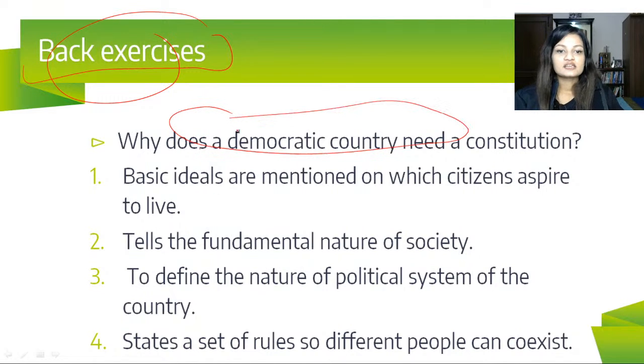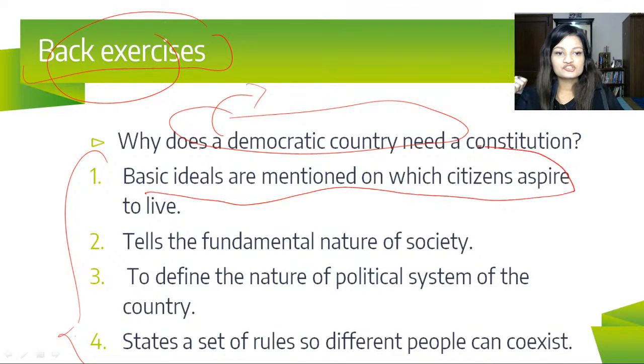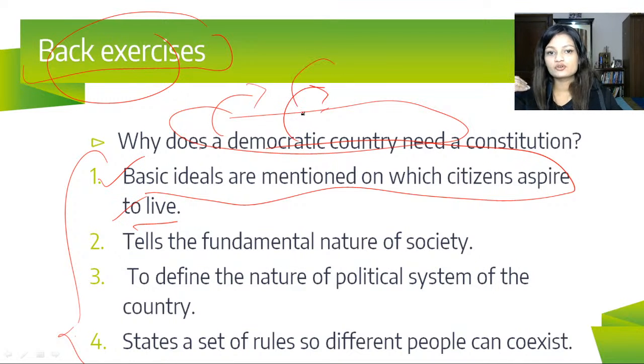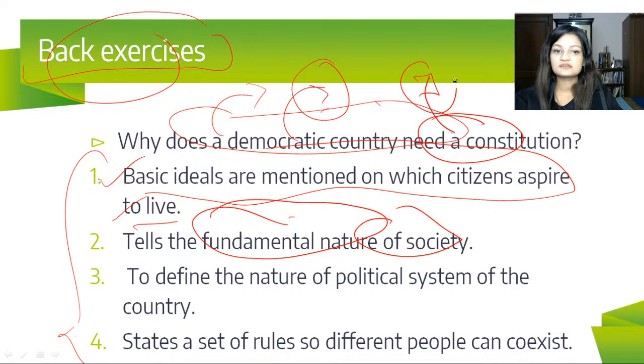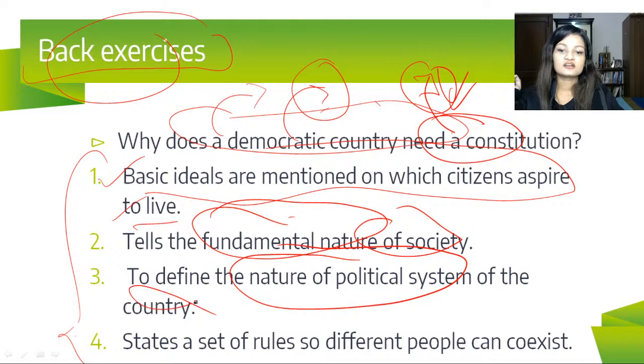Why does a democratic country need a constitution? We have already discussed this, and the answer for this has 4 points. Basic ideals are mentioned on which citizens aspire to live. These basic ideals are mentioned in the constitution, and that is the reason why a democratic country needs a constitution. The constitution also tells us the fundamental nature of society. मतलब fundamental nature क्या है society का, वो हमने सबसे पहले first slide में discuss करा था, ये बिल्कुल वही answer है. थर्ड रीजन है कि वो नेचर ऑफ पॉलिटिकल सिस्टम एक कंट्री का डिफाइन करता है. एंड फोर्थ रीजन है दैट स्टेट्स अ सेट ऑफ रूल्स so different people can coexist.